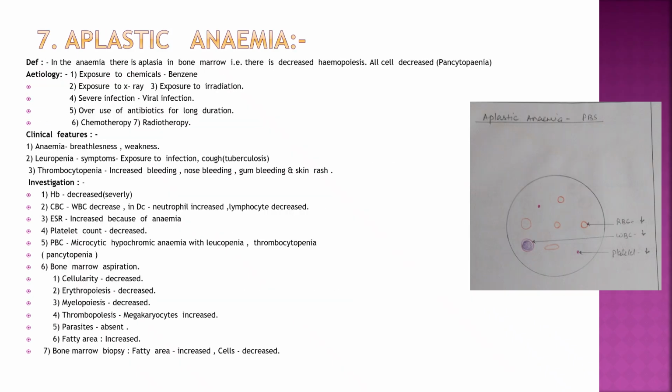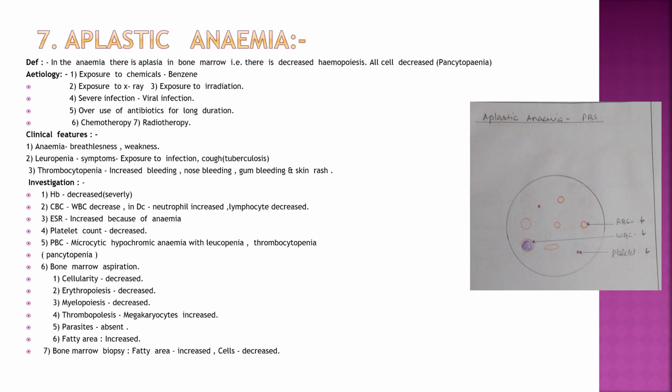Aplastic anemia, as the name suggests, there is aplasia, that is all the cells are decreased, and etiology can be long exposure to chemicals, drugs, x-ray, infection, or overuse of antibiotics, chemotherapy, radiotherapy. In that there is pancytopenia, that is anemia, in which you can see breathlessness; leukopenia, so more prone to infection; and thrombocytopenia, more prone to bleeding.